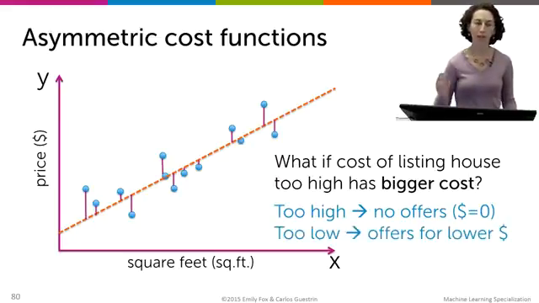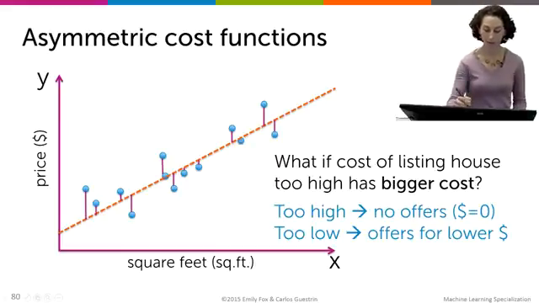On the other hand, if I list the sales price as too low, of course, I won't get offers as high as I could have if I had more accurately estimated the value of the house, but I still get offers, and maybe that cost to me is less bad than getting no offers at all. For example, if I have to move to another state, I have no choice but to sell my house. Okay, so in this case, it might be more appropriate to use an asymmetric cost function where the errors are not weighed equally between these two types of mistakes.